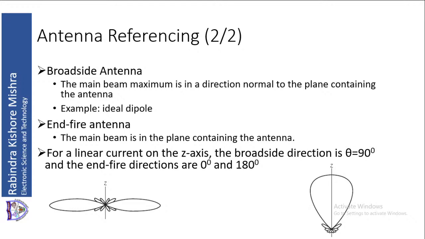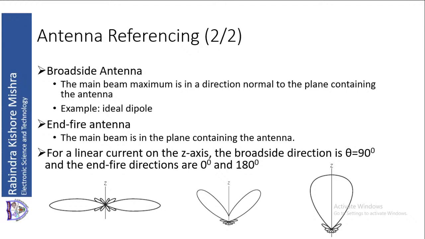So if you have a linear current along the z-axis, since the antenna is on the z-axis, broadside will be perpendicular to the z-axis, therefore theta will be 90 degrees. And end fire will be along the z-axis, therefore theta will be 0 degrees or 180 degrees. Now all other categories of antennas are between these two.